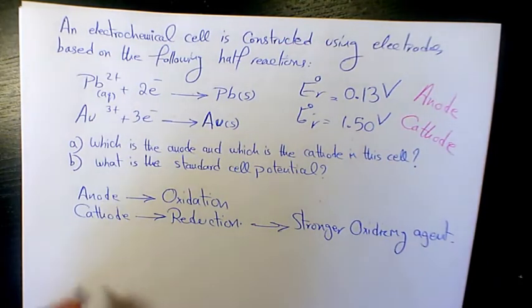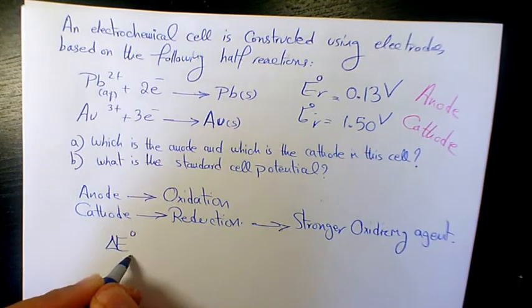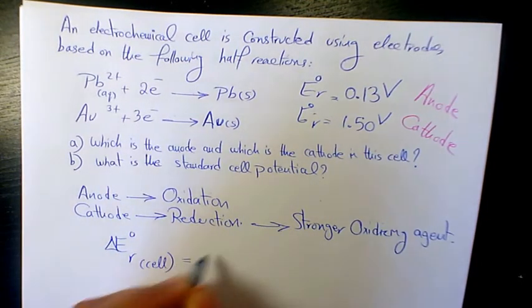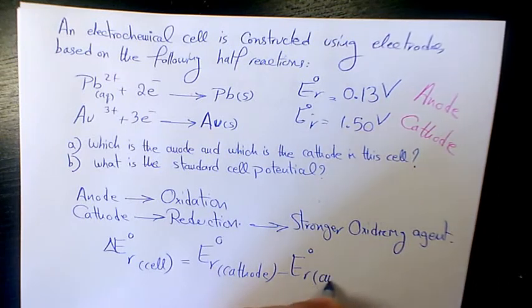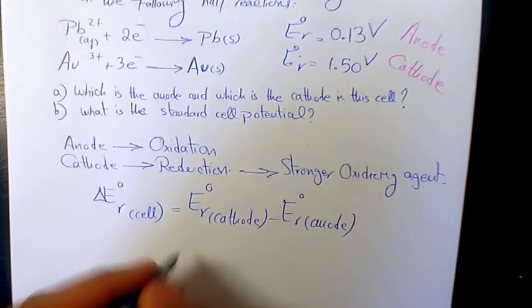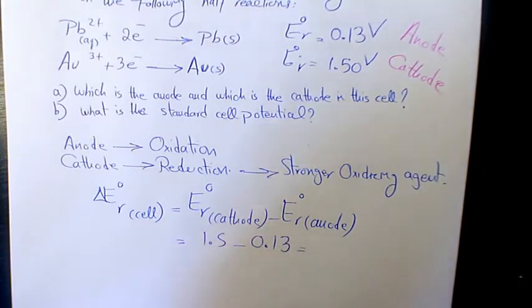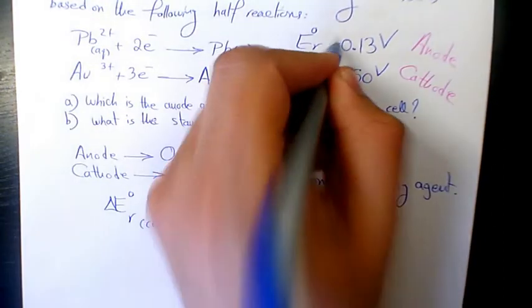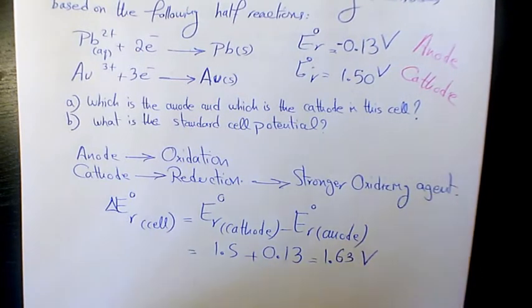And now when we want to find out the standard cell potential, we use this formula: standard cell potential equals standard reduction potential of the cathode minus standard reduction potential of the anode. That's going to be 1.5 minus 0.13. Here that's negative 0.13, so it's going to be negative times negative, positive 1.63 volt.